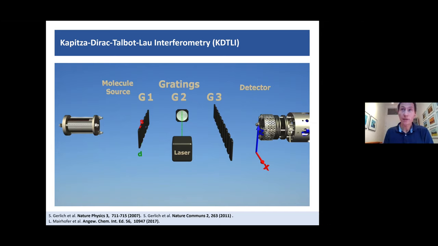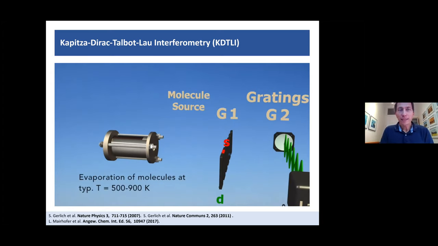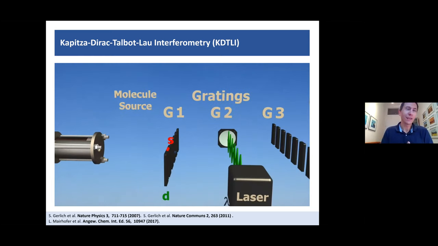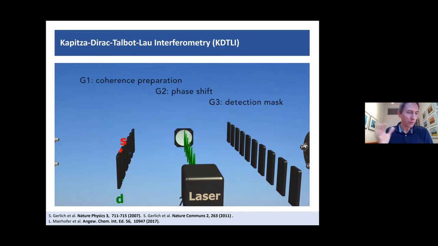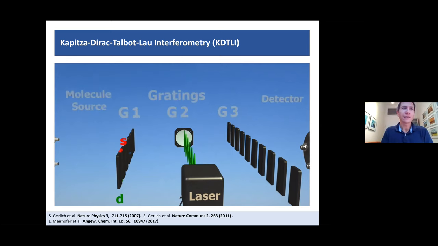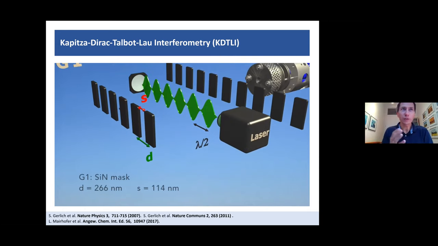But anyhow, the general layout is as follows, and there's a small movie to go through that. There has to be a kind of source. In this case, it used to be still a thermal source. And that's kind of surprising, even in hindsight for me, that if you take a 500 or 900 Kelvin source, you just evaporate things like the fullerenes, also vitamins. And they come out in a thermal distribution, not at all very coherent. They have a transverse coherence in the beginning of a few picometers, not at all suitable for interference.